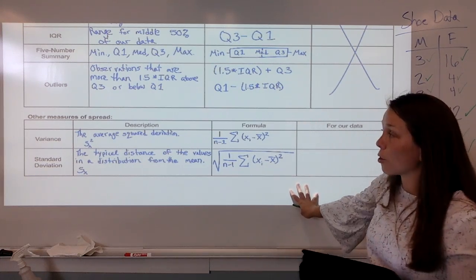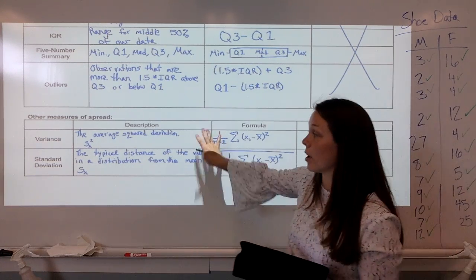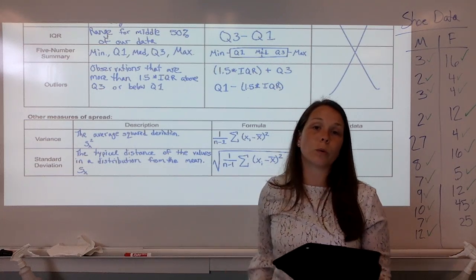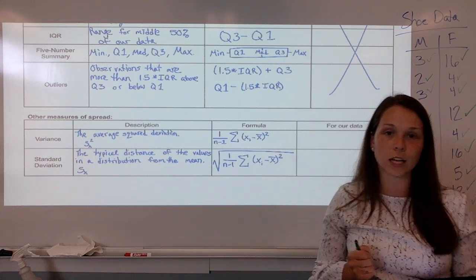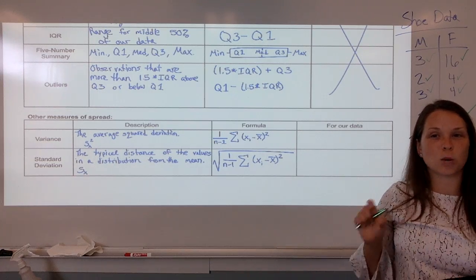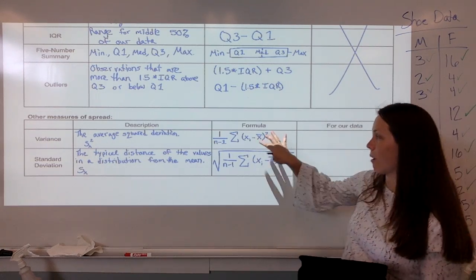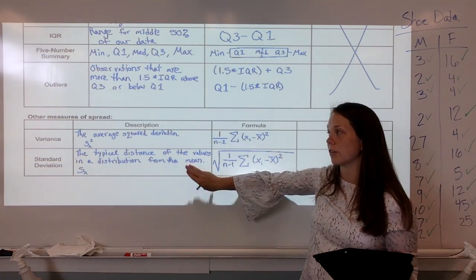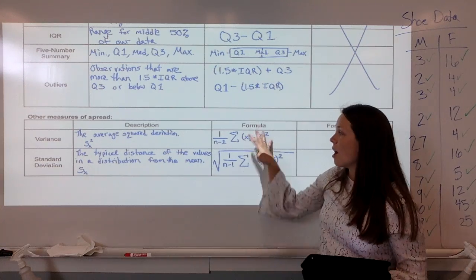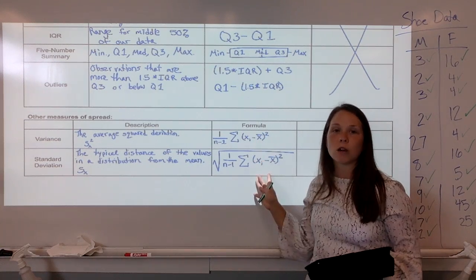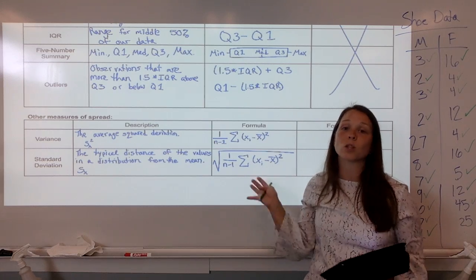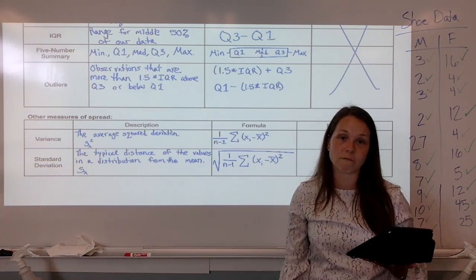Very last thing is other measures of spread. There's variance and standard deviation. When we were doing statistics in Algebra 2, we talked a little bit about variance and standard deviation. It's going to be a very similar conversation, especially around variance. We mostly use standard deviation. That's the important one. There are formulas here, but really you're never going to have to do this by hand. You're never actually going to have to use these formulas. We will be using the calculator to do that for us.